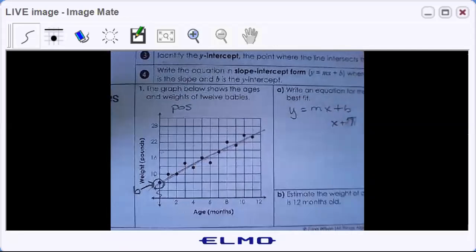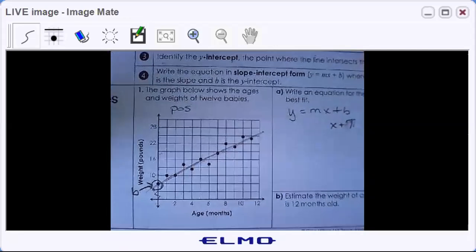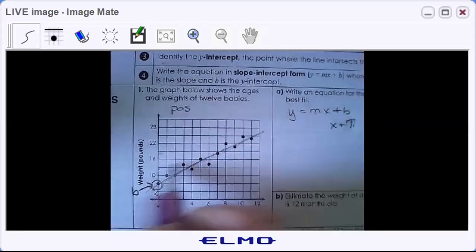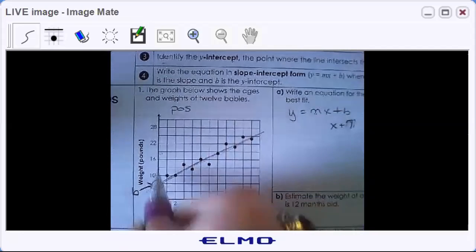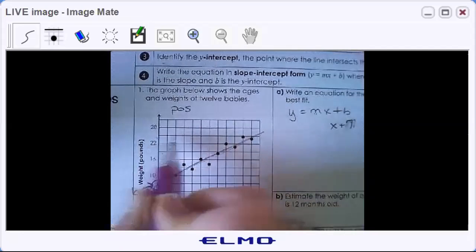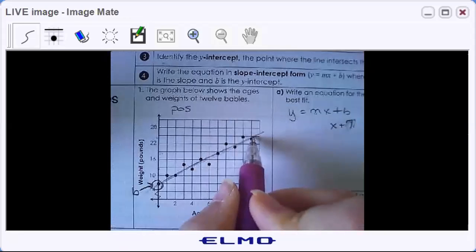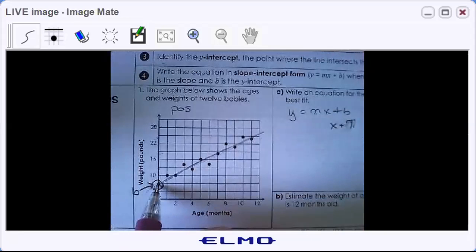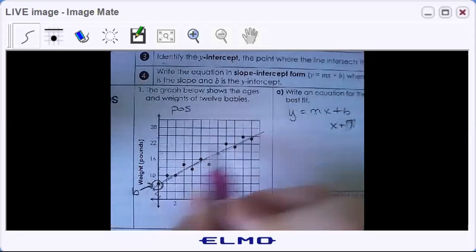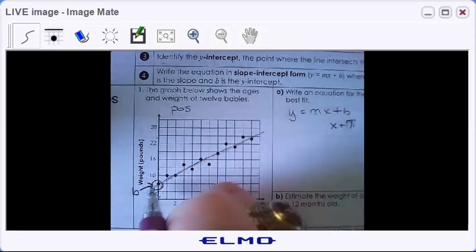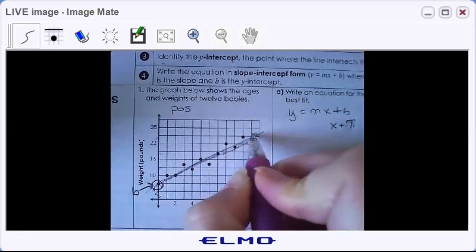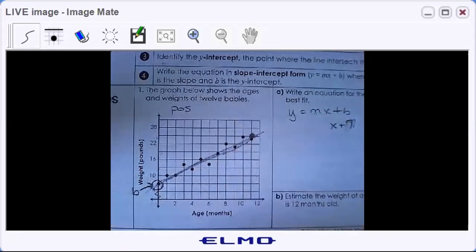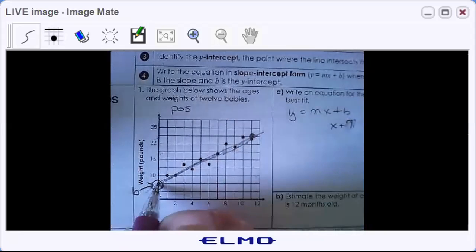Now we have to remember, this number is talking about what this line is doing in terms of getting from point to point. So I need to know how many steps up and how many steps over I had to take to travel from this point to any other point on this line. Well, since I'm sketching this line right here, I'm going to estimate, and I'm going to use that point right there as my ending point, and this is my starting point.